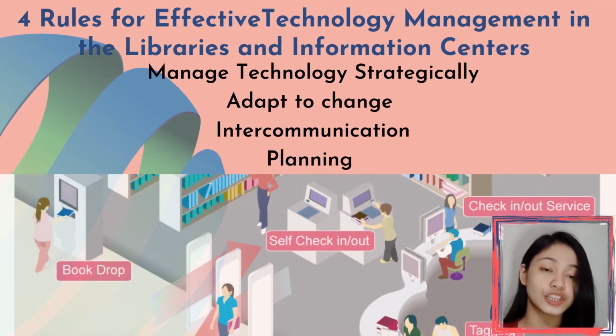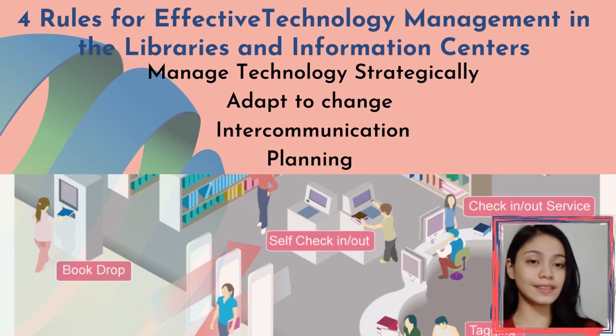Four rules for effective technology management. One, manage technology strategically. The better approach is to manage technology strategically and allocate resources by priorities. Two, adapt to change. To keep up, librarians and staff must invest more in process improvement and training. Three, intercommunication. Collaboration, discussion, and symposium are important to get new insight, new perspectives, research, and development for the libraries. Four, planning. Librarians and staff should operate from a technology plan that integrates with overall firm vision and strategy.